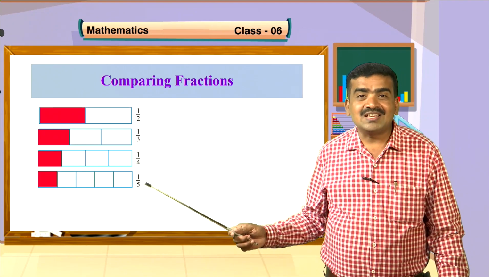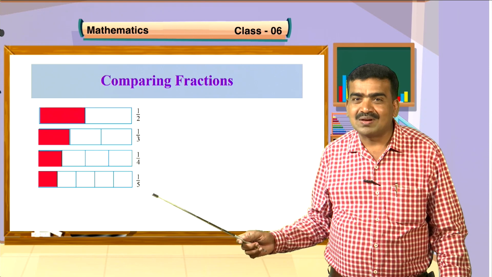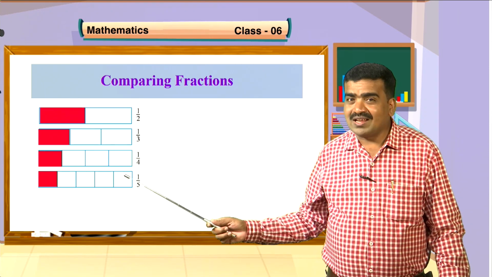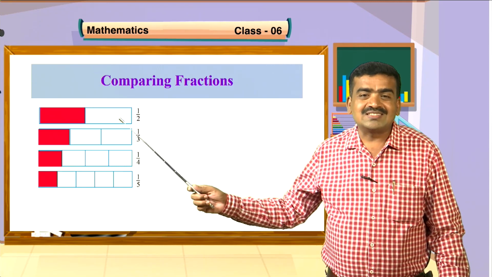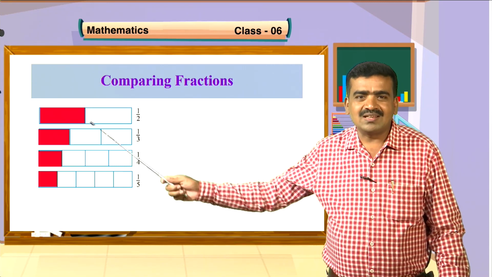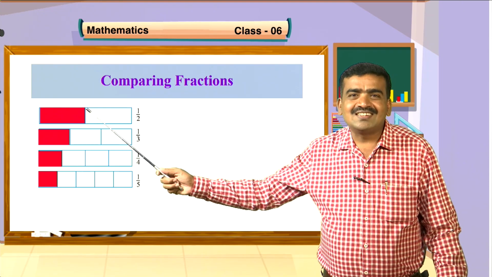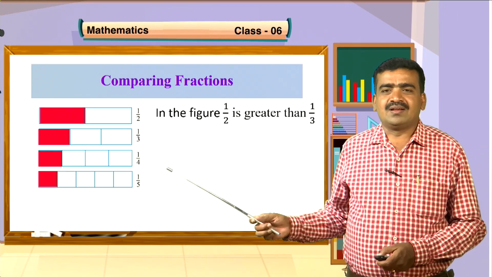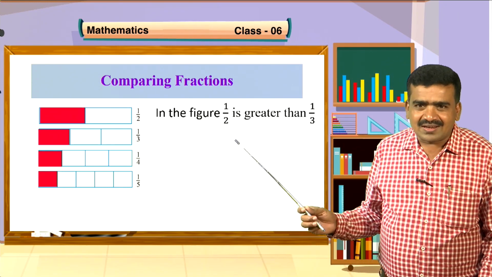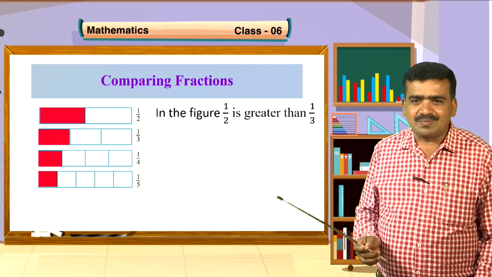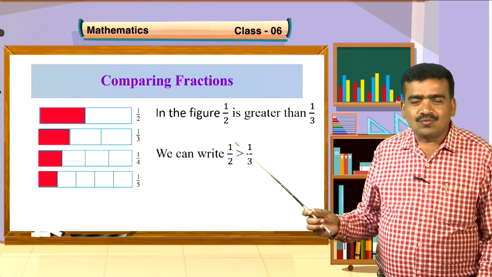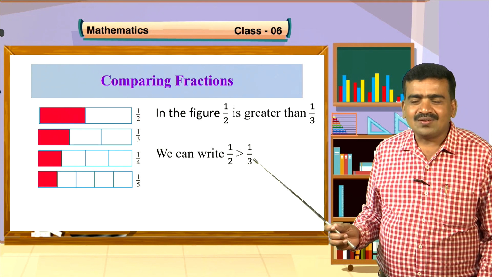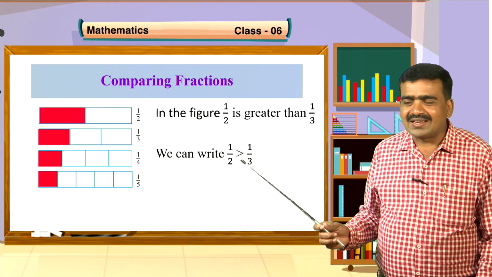It is easy to say which one is greater and which one is smaller. By seeing the given figure only, we can conclude that 1 by 2 is greater than 1 by 5, because here it has a larger shaded region and there it has a smaller shaded region. Now, in the figure I told you already, 1 by 2 is greater than 1 by 3, and we can write that with the help of a symbol. We can write 1 by 2 is greater than 1 by 3. So, this symbol indicates what?